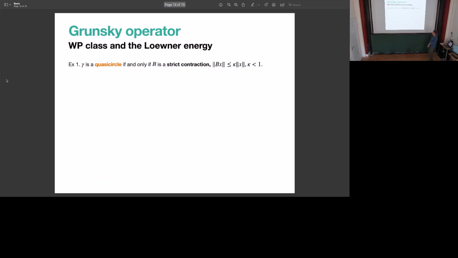So here are two examples. Gamma, the boundary of your domain, is a quasi-circle, meaning it's the image of the unit circle under a quasi-conformal homeomorphism of the whole plane. Okay? This happens if and only if the Grunsky operator B is a strict contraction, meaning there is a kappa strictly smaller than 1 such that this estimate holds. This kappa, for those of you who know, is also quantitatively related to the dilatation of the quasi-circle, so the roughness of the quasi-circle. This is not so obvious when you just look at the problem from the start.